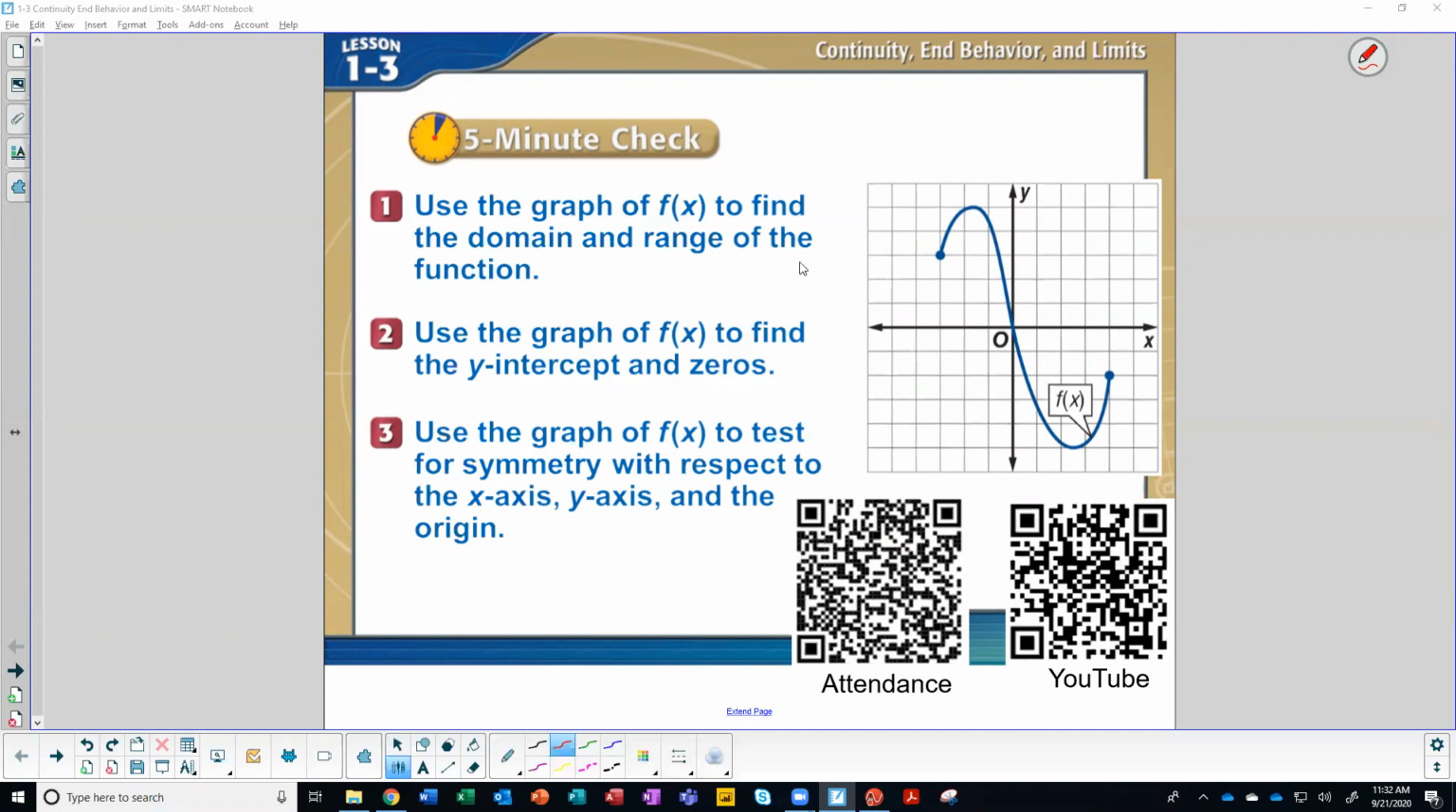This review, these questions, come mostly from lesson 1.2. Domain and range we got into on lesson 1.1, but this is over lessons 1.1 and 1.2. Remember, domain is dealing with your x-axis, range is dealing with your y-axis. Questions number 2 and 3 are specifically from lesson 1.2. So if you want to complete this, go to lesson 1.2 and watch those videos if you're struggling figuring out how to complete all of these.